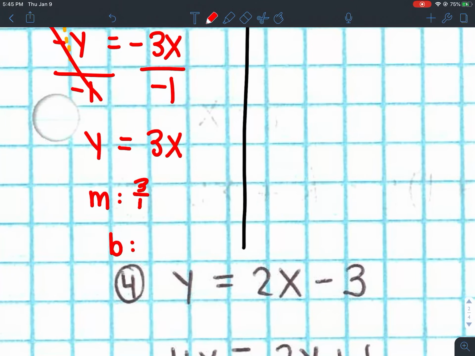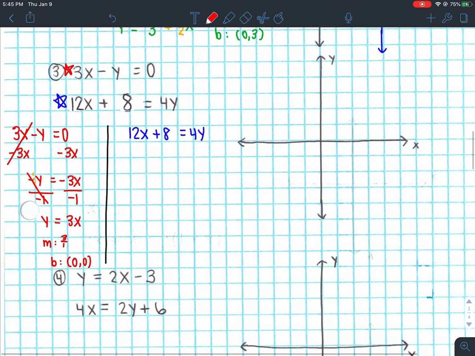Well, what's our y-intercept? Well, remember the y-intercept is the number that's being added or subtracted, and there isn't one. So what's nothing as a number? 0. So our y-intercept here is 0, 0. So you're going to plot a point at 0, 0, and you're going to go up 3 to the right 1. And then since I ran out of room, I'm going to do the opposite and go down 3 to the left 1. And I'm going to draw my line.